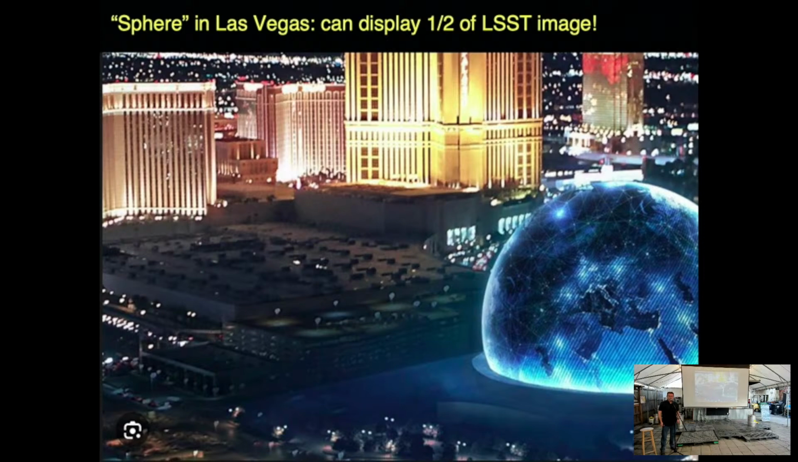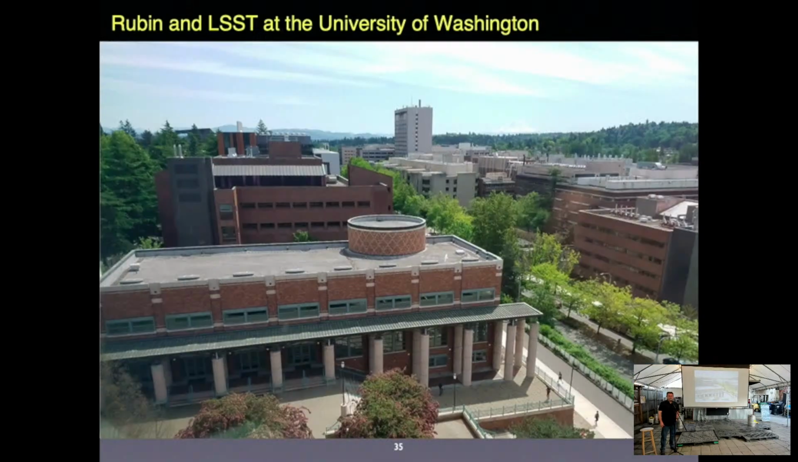So that's how large that image is. Let me now conclude with a few minutes on what we do at University of Washington. This is an image of our classroom building. I put it in instead of the other building because you can see this little disc-like structure, that's our planetarium.